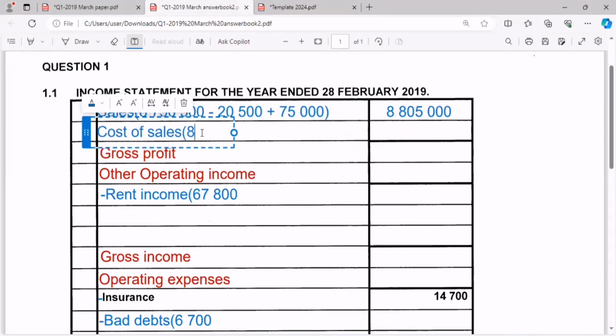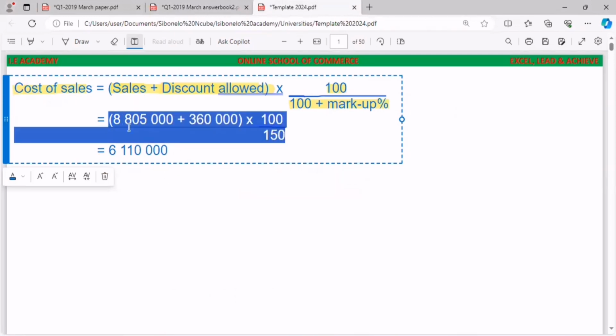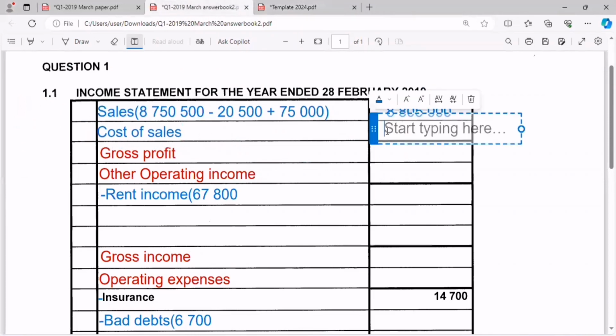So 8,805 plus 360 times 100 over 150. So guys, I don't have enough space to show these workings, but I believe you have seen how I've gotten the cost of sales balance. So guys, if you have enough space, you can write this as your workings. So it's adjusted sales plus discount, and then you multiply by 100 over 150, which is the markup percentage, and then the balance is 6,110,000. So guys, remember, we always put cost of sales in brackets.